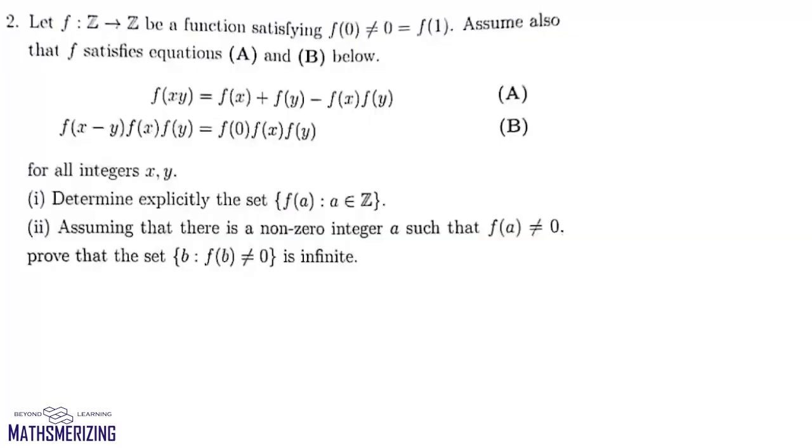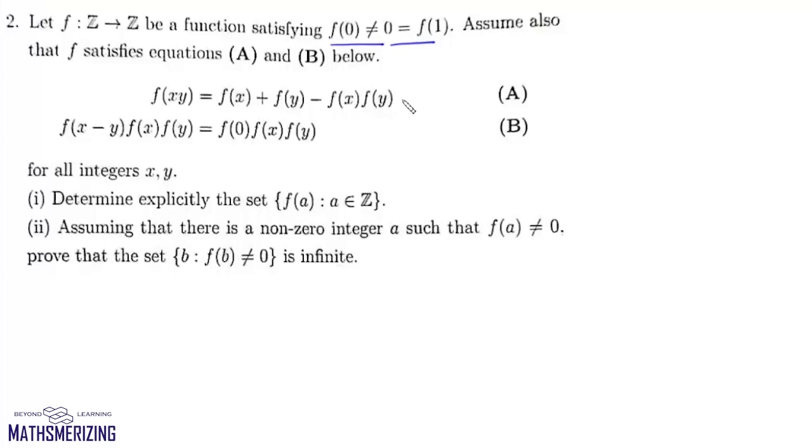Now question number 2 is, we are given a function f which is defined on integers such that f0 is unequal to 0 and f1 is equal to 0. Assume that f satisfies the following two equations. We need to find the set of values of this function f. That is, we need to find the range of this function.